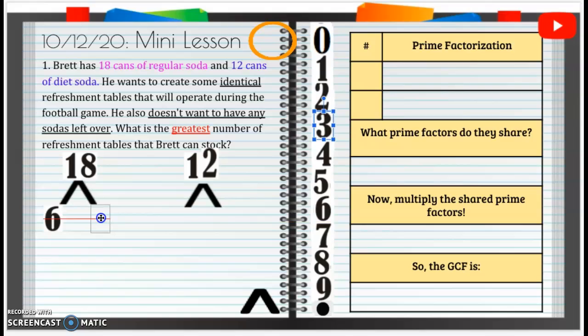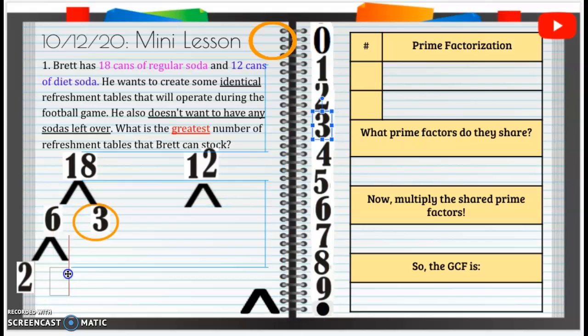Is 6 a prime number? No, because we can break it down. It's called a composite number. We can break it down even more. Is 3 a prime number? Yeah, so we're going to circle it because the only 2 factors of 3 are 1 in itself. But 6, what times what equals 6? Oh, 2 times 3 equals 6.